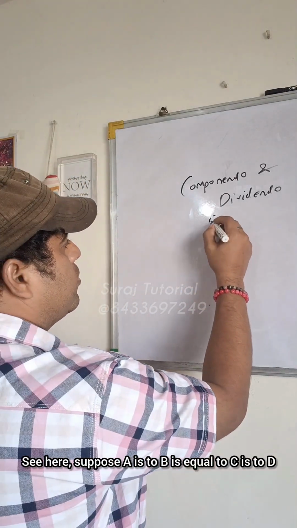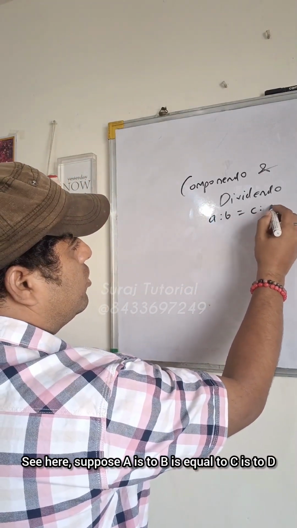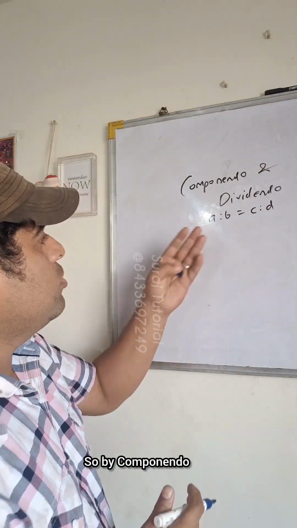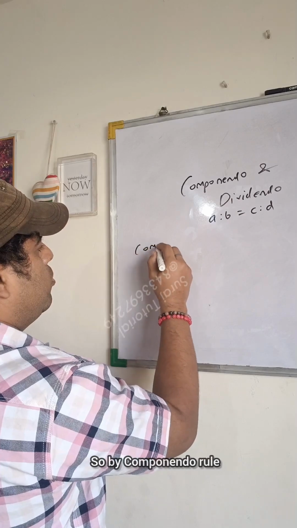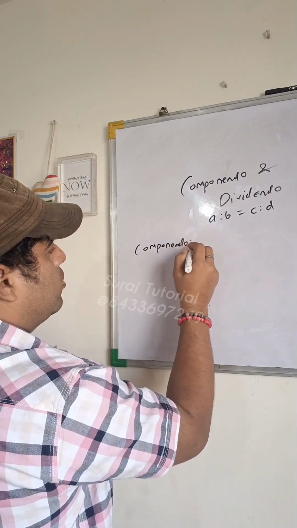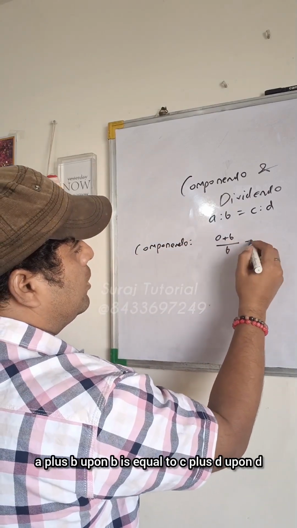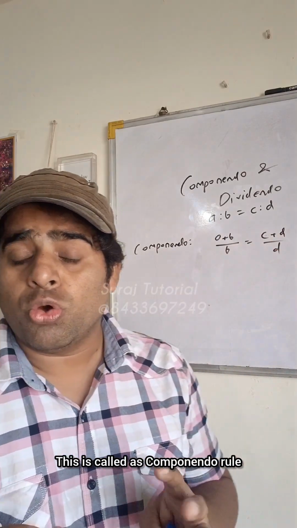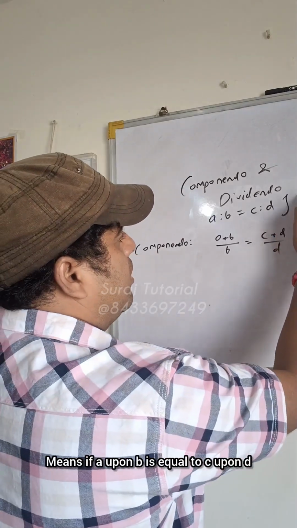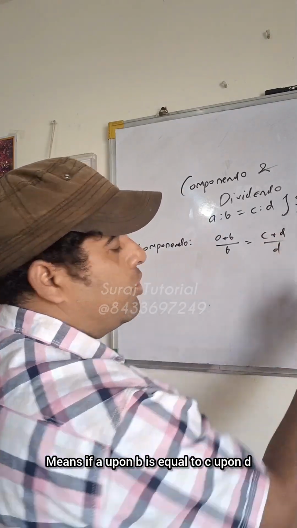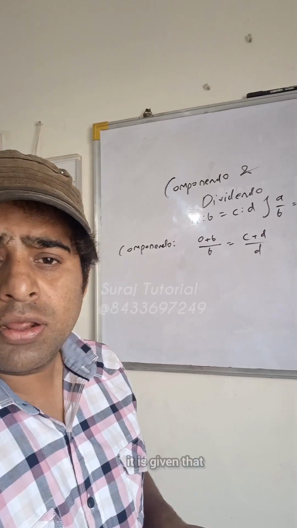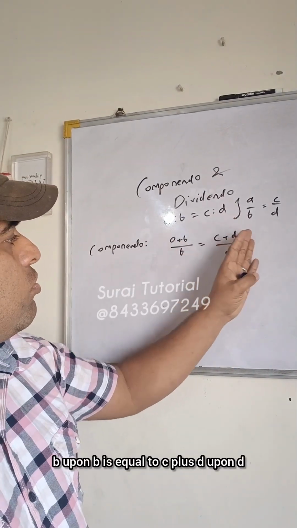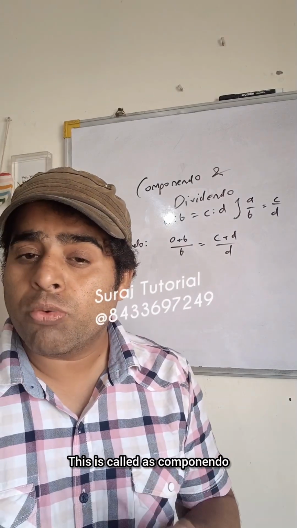See here, suppose A is to B is equal to C is to D. Two ratios are in proportion. So by the componendo rule, (A plus B) upon B is equal to (C plus D) upon D. This is called the componendo rule. It means if A upon B is equal to C upon D, then (A plus B) upon B is equal to (C plus D) upon D. This is called componendo.